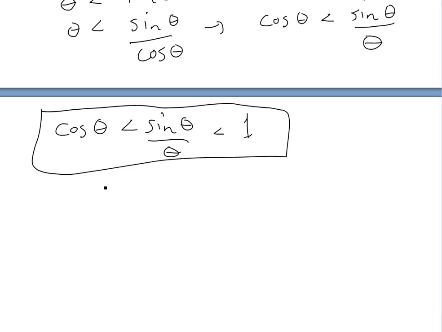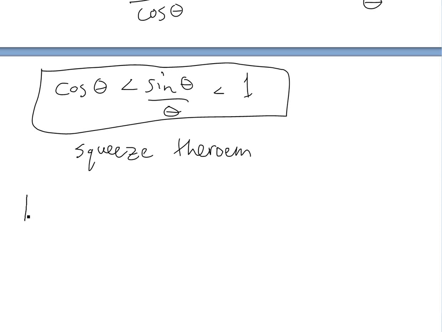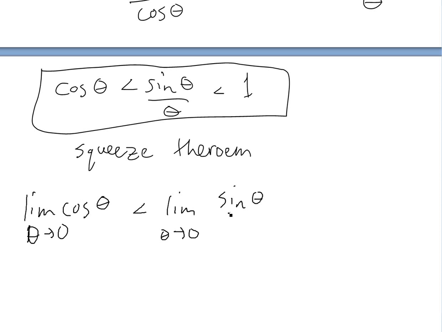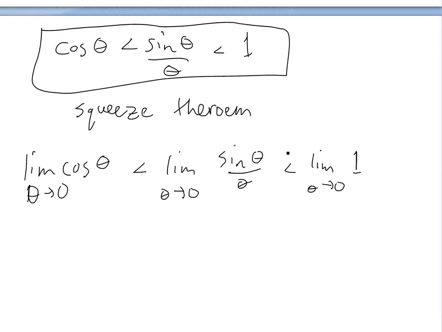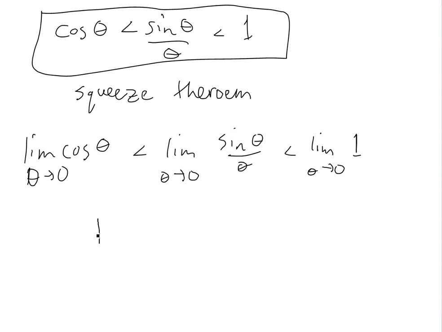Now using the squeeze theorem, you can see my other video on squeeze theorem. Basically, if we take the limit of everything, as theta goes to 0, the limit of cos theta, the limit of sine theta over theta, and the limit of 1. As theta goes to 0, cos theta goes to 1, so we have 1 is less than this limit of sine theta over theta. And the limit of this one doesn't even matter, it's just going to equal 1.